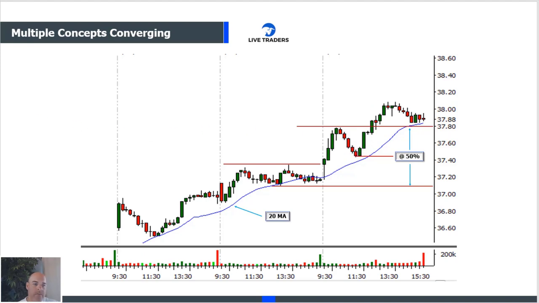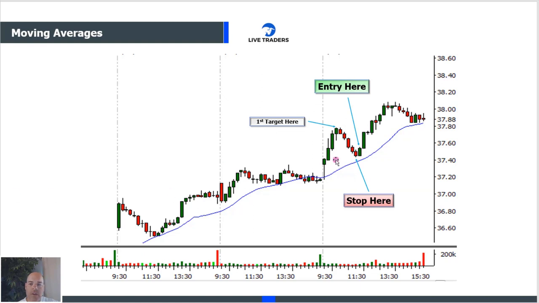Entry here, stop here. You guys get the point, right? Entry here, stop here, boom. First target, prior pivot high. Second target, trail it out.